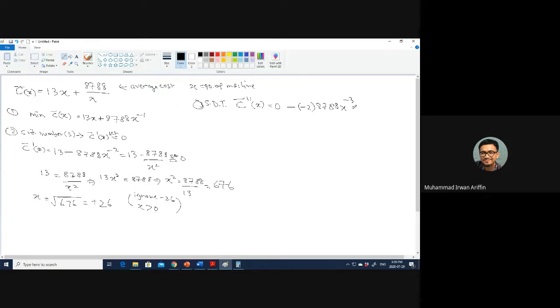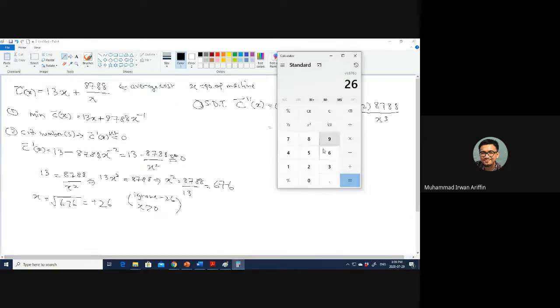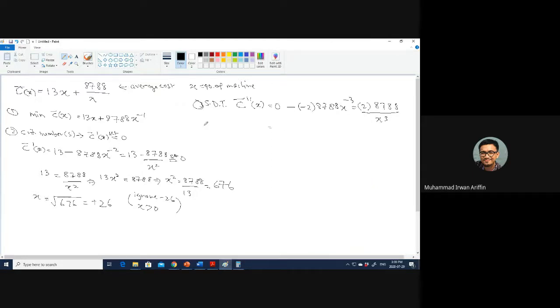So this would then equal, negative, negative, positive 2. So I have 2 multiplied with 8788 divided by x to the power of 3. And what is 2 multiplied with 8788? Calculator, 8788 multiplied by 2, which is 17576. So I'm going to have 17576 divided by x to the power of 3.